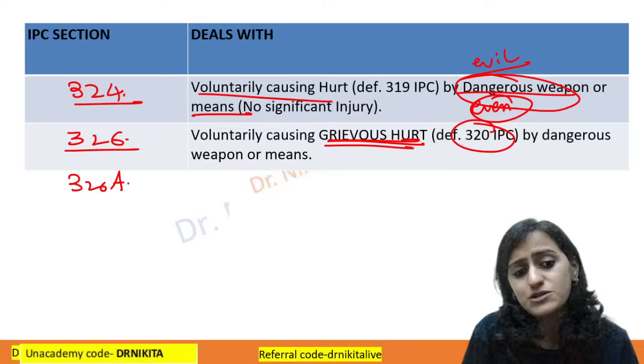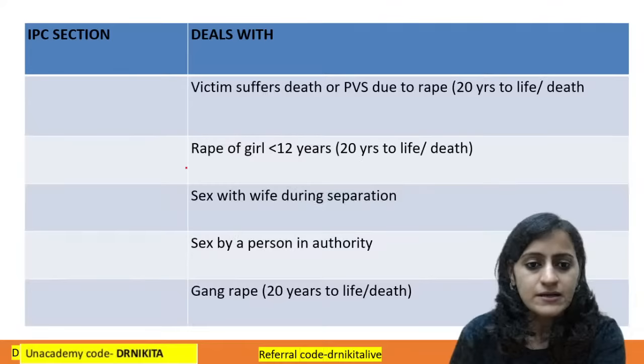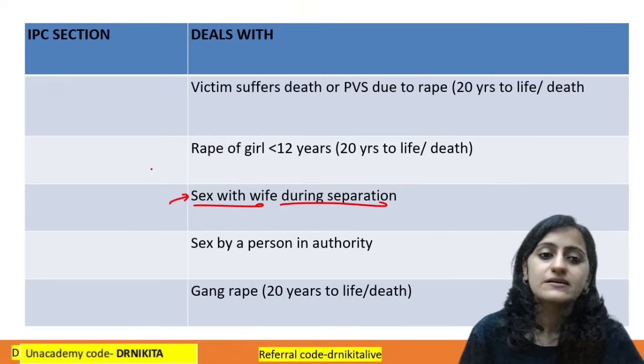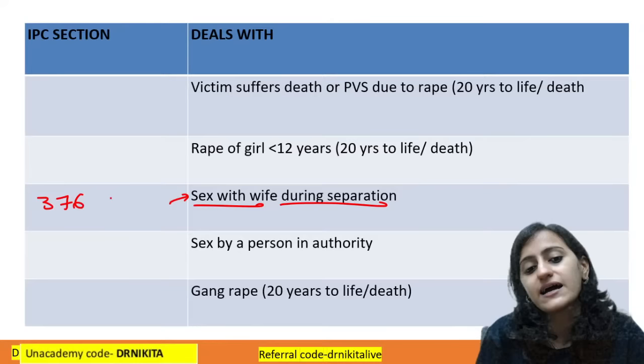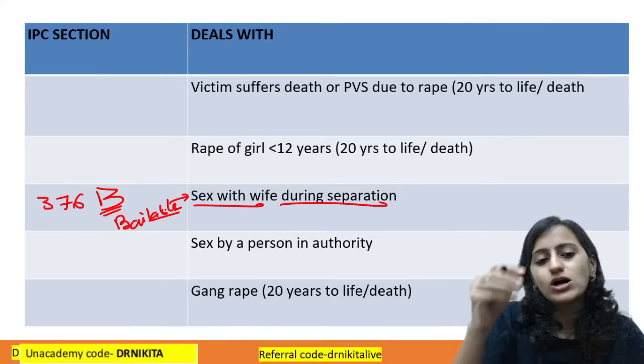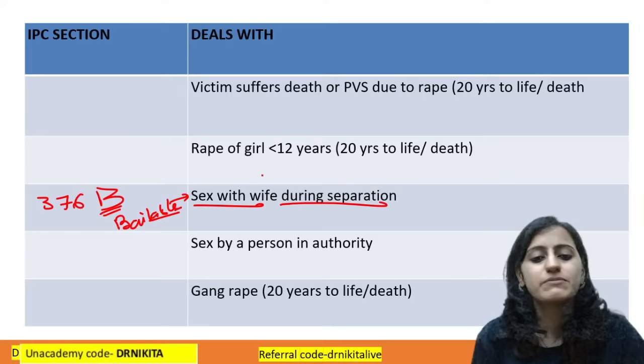326A is your vitriolage, acid throwing, right? 326A is vitriolage. Next one, which is this? Sex with the wife during separation. Which 376 is this? 376B. Remember, B is bailable. Out of all these offenses, in the rape offenses, only 376B is bailable because it is basically with the wife. So on the request of the wife, it is bailable.